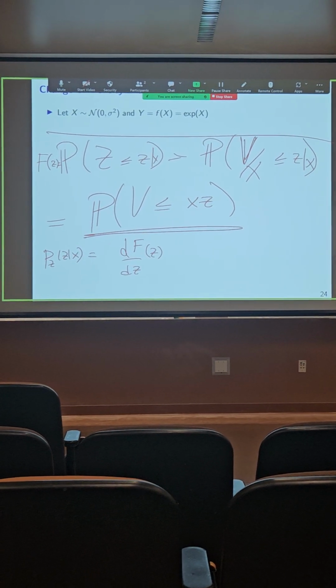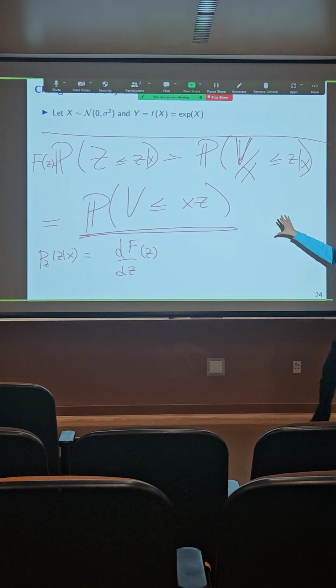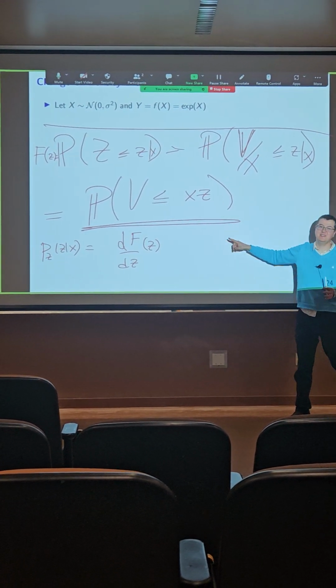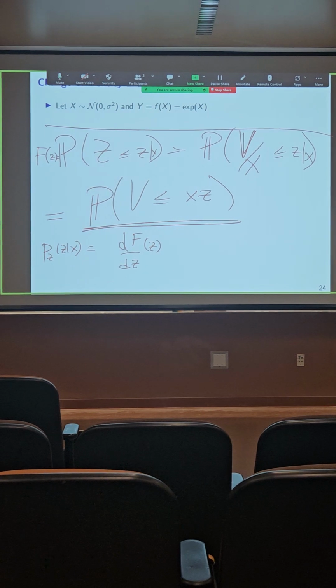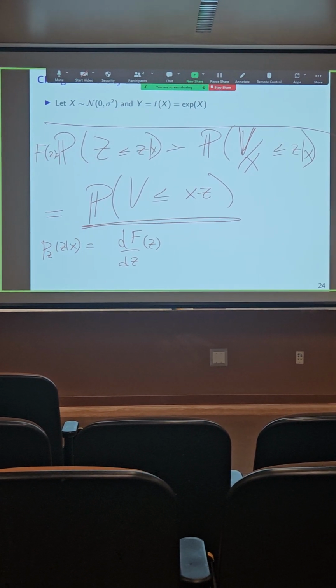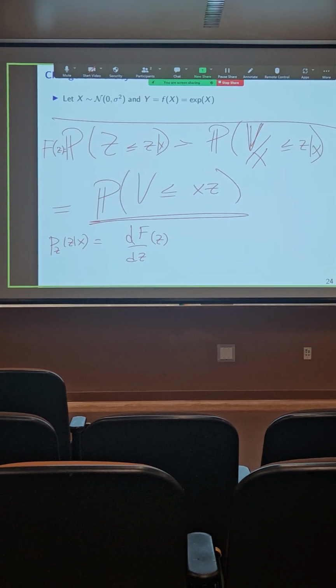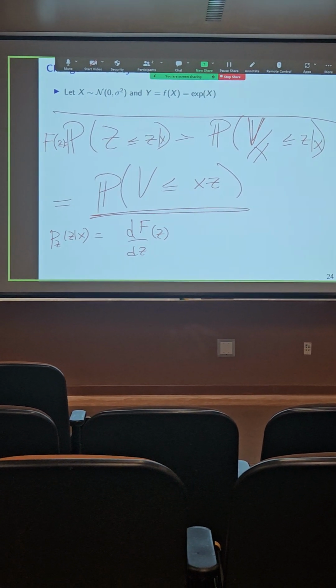So two ways: either the change of density, or find the CDF of v, plug in xz and take the derivative with respect to z. That will also give you the right answer. You could even do both and compare, to make sure that they agree. Did this help? Okay, more questions?